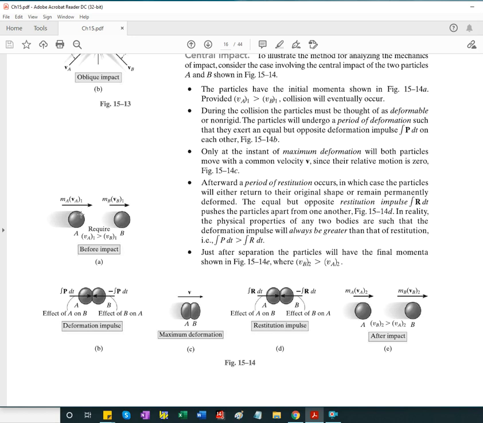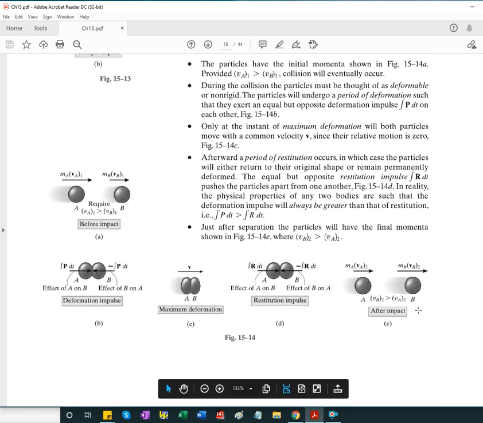In this case you see velocities are in the same direction. You'd expect particle A to have a higher velocity to catch up with particle B. Then they contact, they deform. This is when the linear impulse acts, as action and reaction force. So for the assembly of the two particles, the net effect is zero. So they deform and then they start separating. You have the restitution impulse, and then after impact they separate with different velocities.